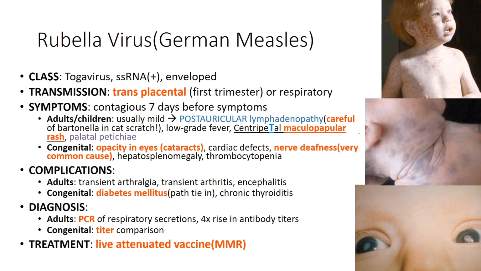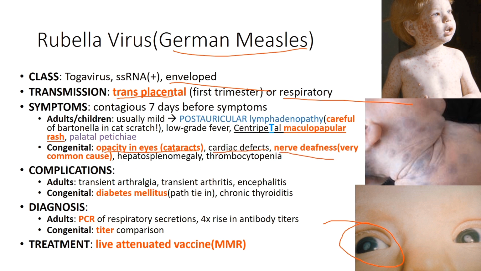So let's talk about rubella. This is also known as German measles. And this is actually a togavirus, single-stranded RNA plus, so that's our group 4, and it is enveloped. Transmission is transplacental very commonly, but also respiratory. So transplacental, this is in the first trimester when it crosses the placenta into the infant. And this can cause a congenital infection, which leads to opacity or cataracts of the eye. This is one of the most common causes of congenital blindness. Actually, it is the most common cause of congenital blindness.